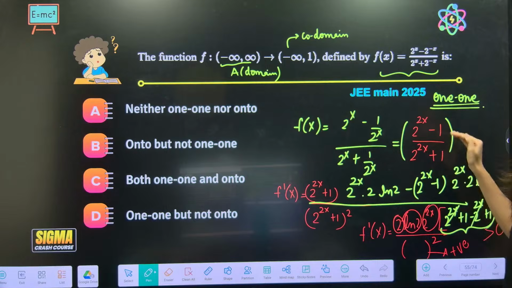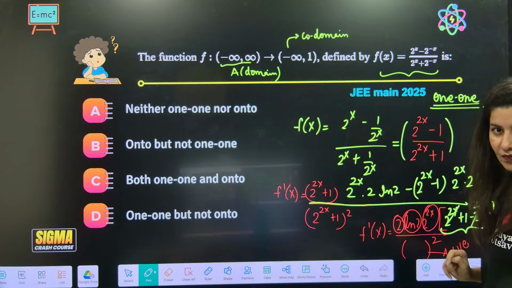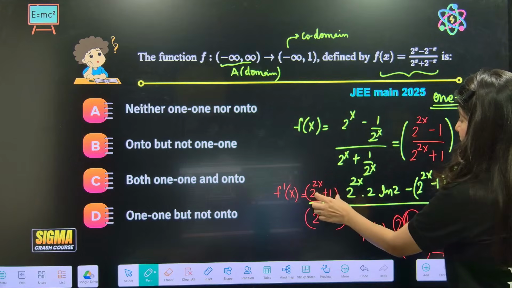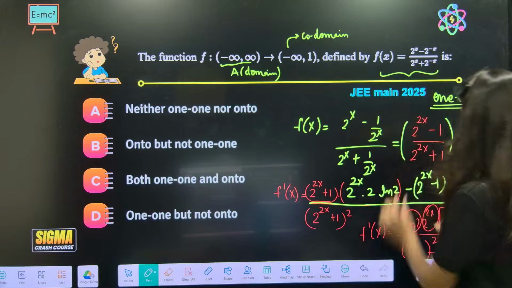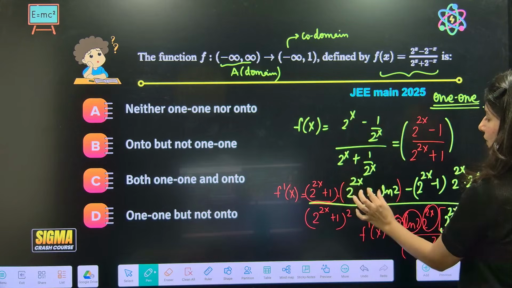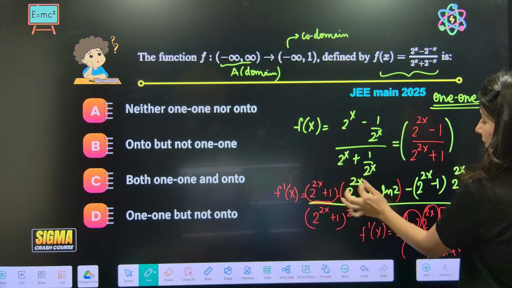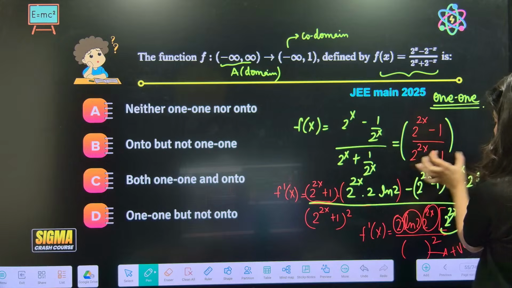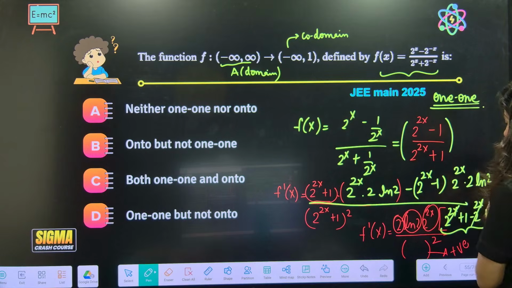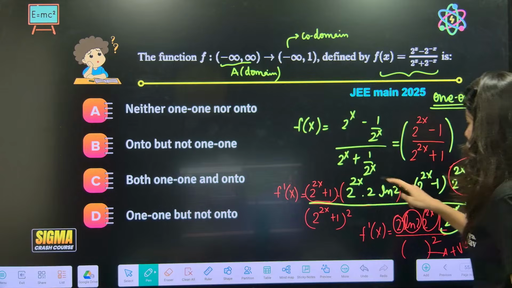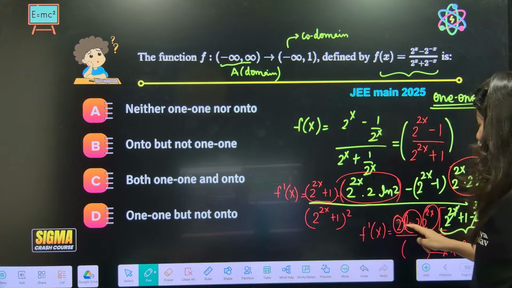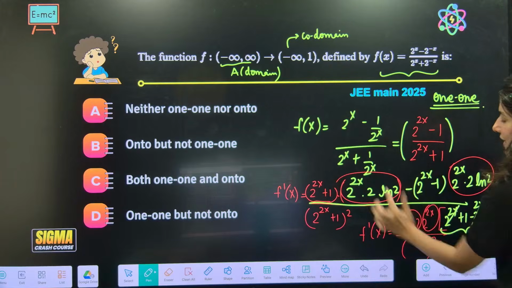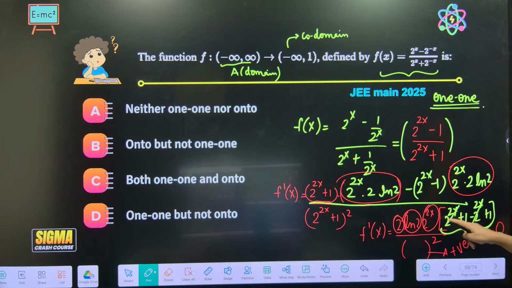Now differentiate. Denominator squared, quotient rule, and the denominator is written here. Now you have to differentiate the numerator. The derivative of 2 power 2x is 2 power 2x, and the derivative of 2x is 2, and eventually you have to multiply by ln 2. Now this time your numerator is kept constant and the denominator is differentiated. Same thing you will get. Now I am taking this part common: 2 power 2x, 2 ln 2 taken common. So 2 power 2x plus 1 minus 2 power 2x minus 1. This cancels, and plus 2 will be happening.